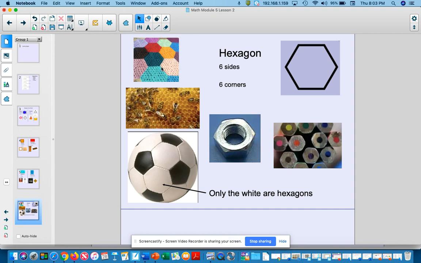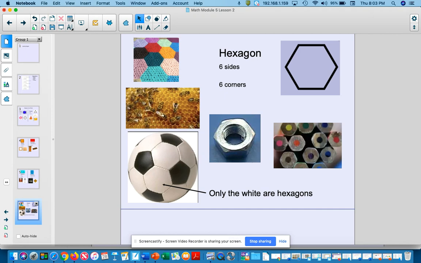So this is a blanket that has the hexagon shape. All those hexagons are crocheted together. In nature, a beehive is the hexagon shape. Each one of those little cells has six sides. On the soccer ball, only the white part has six sides. That's a hexagon. The black are not, that only has five sides. So it's only the white part on the soccer ball.